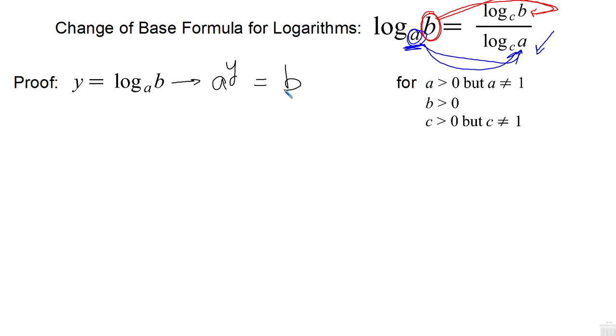So from there, what we're going to do, it's going to be pretty straightforward, is we're just going to take the log of both sides of this in base c, our new base, which will end up giving us log base c of a to the y is equal to log base c of b.